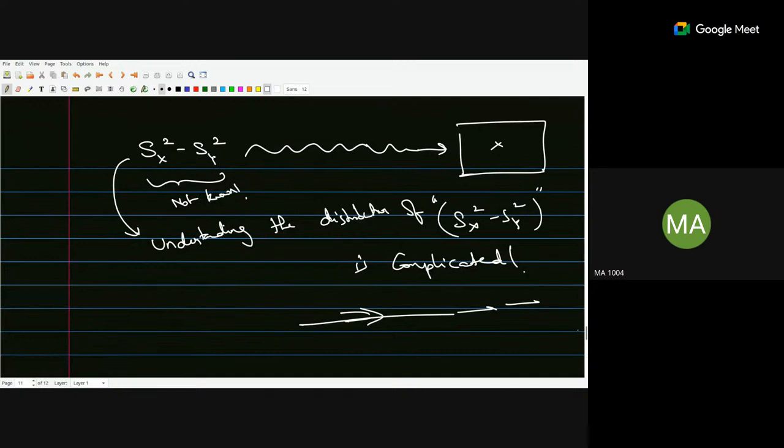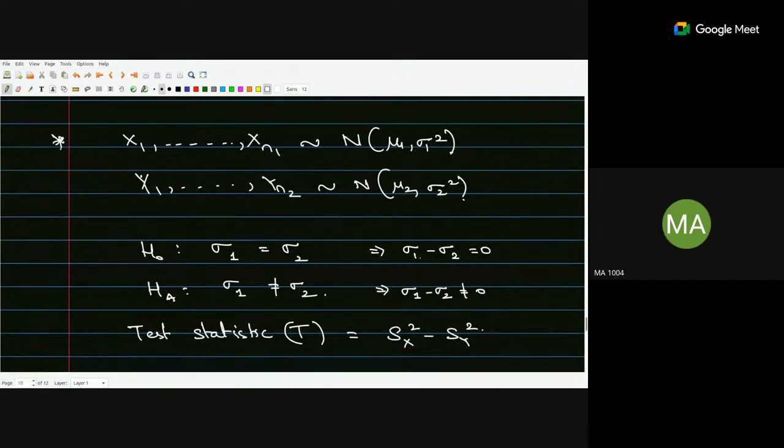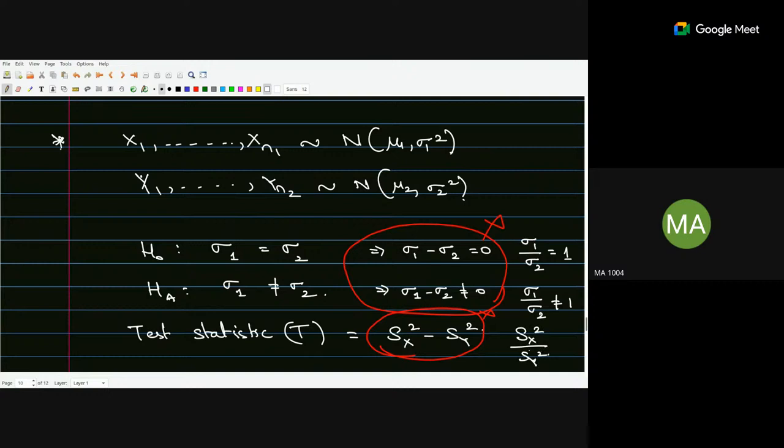So what can we do? We can't stop, right? We should test it somehow. One possible way is, instead of taking the difference, to look at the fraction. Instead of writing like this, I can also write sigma 1 by sigma 2 is equal to 1, or sigma 1 by sigma 2 is not equal to 1. If I write like this, the good test statistic would be Sx square by Sy square, or Sx by Sy, anything. You can consider the ratio of the sample variances, and that will more or less give me the ratio of the population variances.